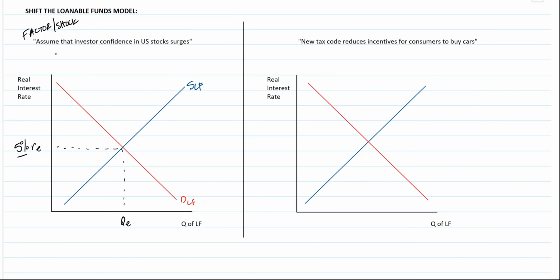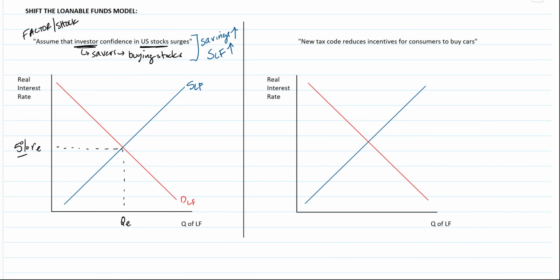So in this case, assume that investor confidence in U.S. stocks surges. So we see investors in U.S. stocks, and in this case, investor is going to be an indicator of savers, right? This is going to be people who are buying stocks as a way to save their money. Well, what we're really saying here is that the amount of savings in the U.S. is going to increase. And as the amount of savings in the U.S. increases, the supply of loanable funds is going to increase, which means it's going to shift to the right.